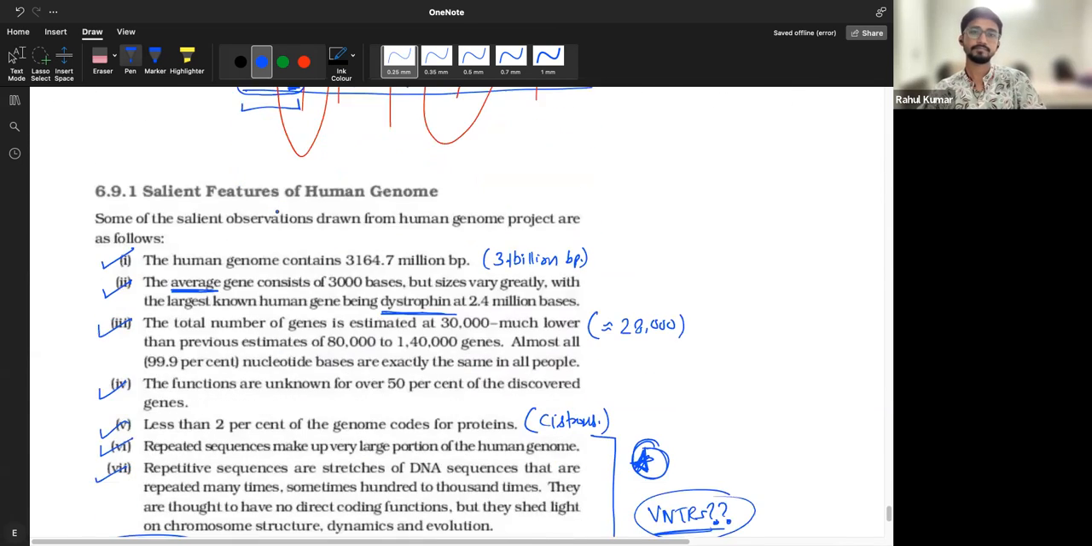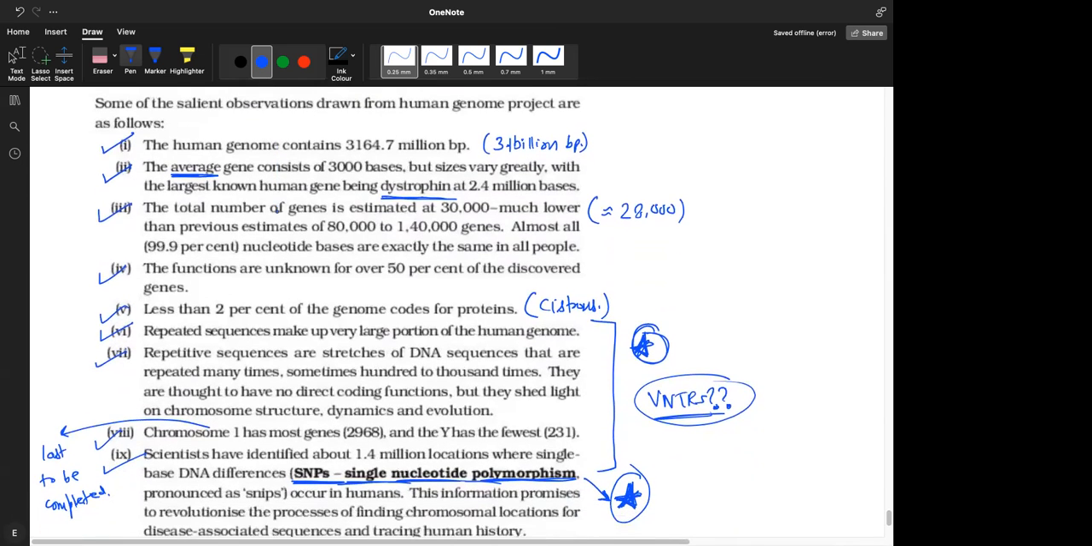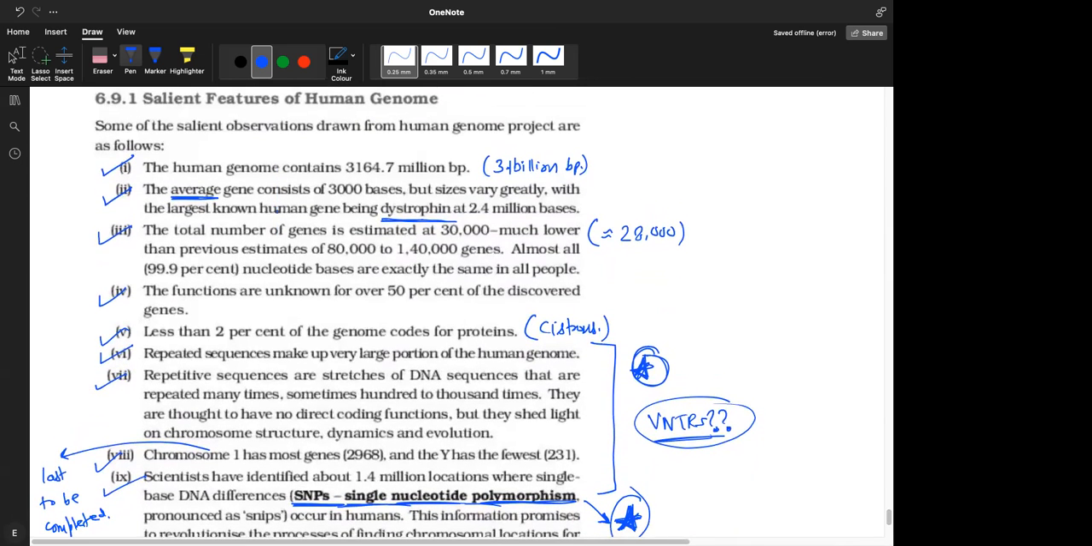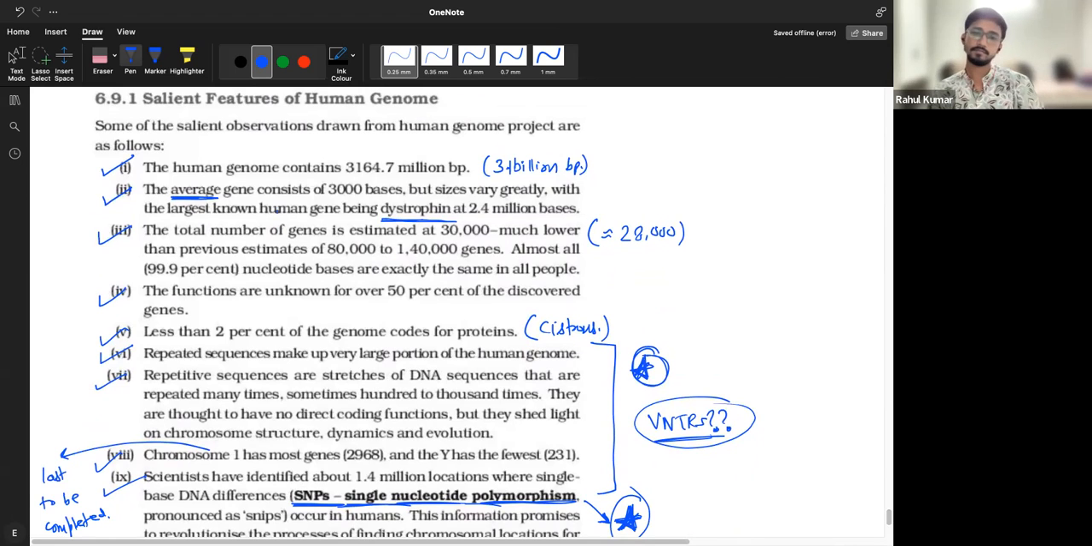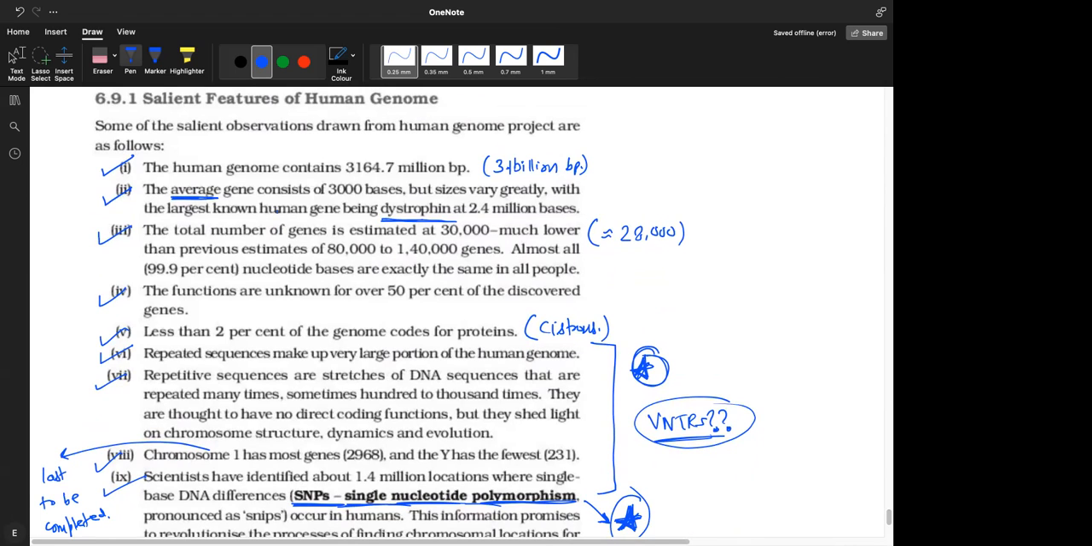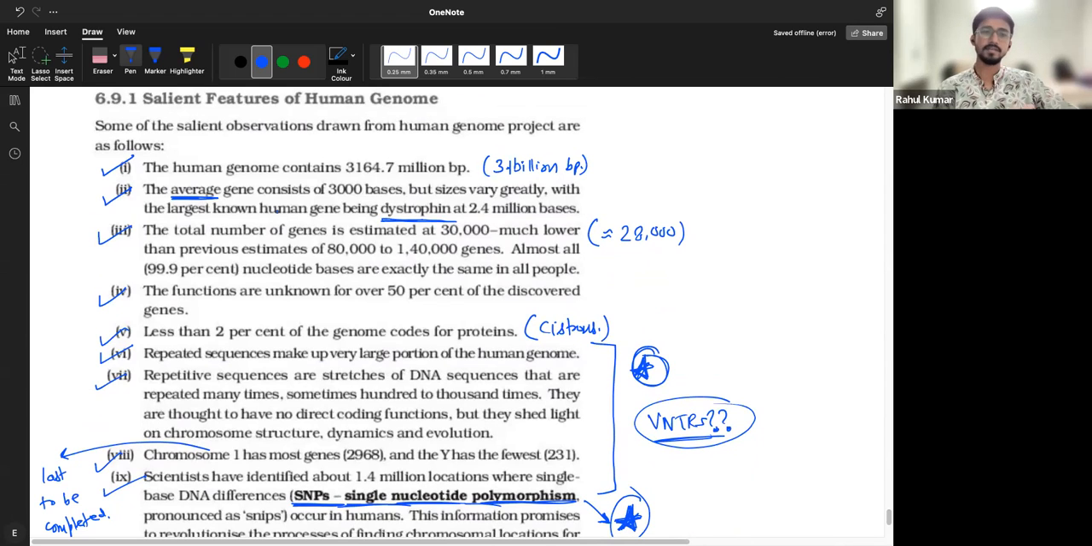Then we discussed the salient features of the human genome. So should I read this? Yes, you just have to tell us about each salient feature, like what did we figure out. If you don't want to read it, you can just say that the first point we figured out is that the genome contains this many bases, then this, just like what you did above for the methodology. Just a quick summary of what the salient features were.